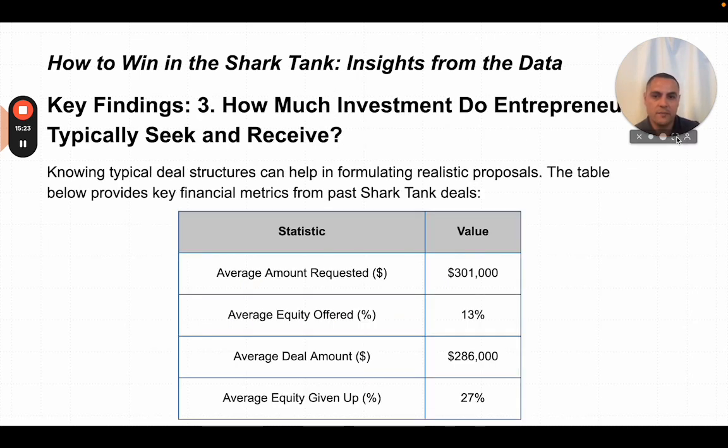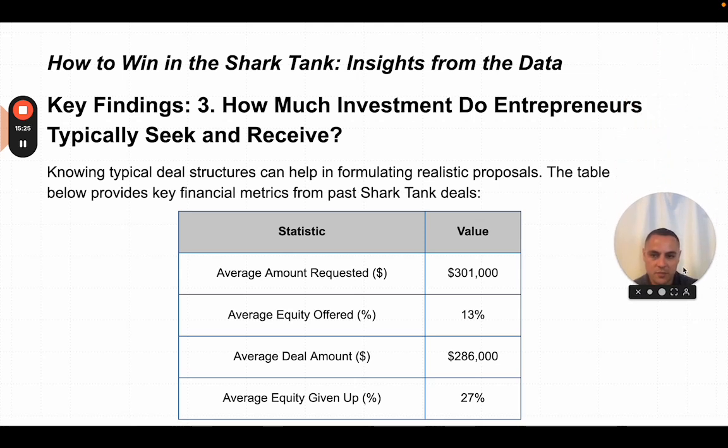So with the third one, how much investment do entrepreneurs typically seek and receive? This provides some key statistics: the average amount requested, average equity, average deal amount, average equity given up. So you can see that on average, you're expected to give up about 27%, right? About 27%. And also the average equity offer is around 13%.